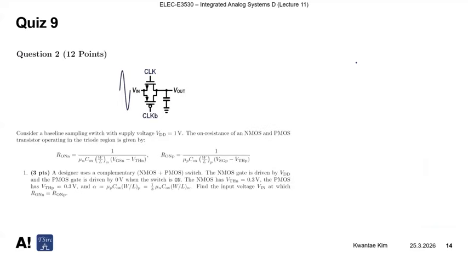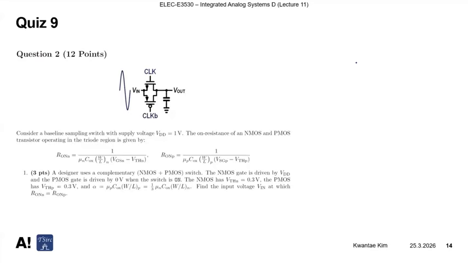And the second question is this. We have a transmission gate, with the on resistance of the NMOS transistor and the on resistance of the PMOS transistor. Let's say the designer uses a complementary switch, a transmission gate switch, with threshold voltages of 0.3 volts for each. Let's say we define mu, C oxide, and width over length for NMOS and PMOS as 3 times alpha and alpha. So alpha is the PMOS case, 3 times alpha is the NMOS case.